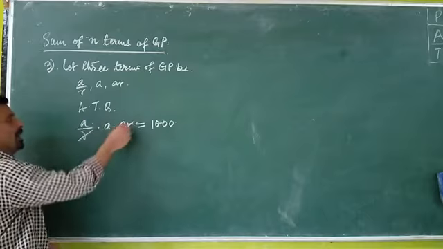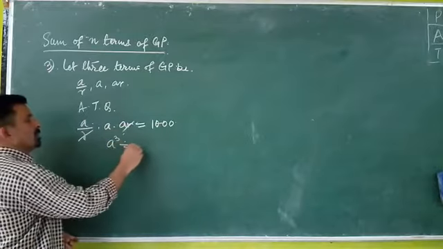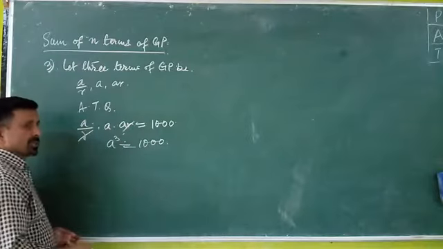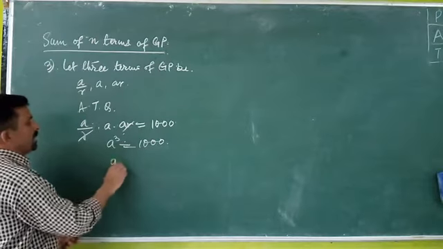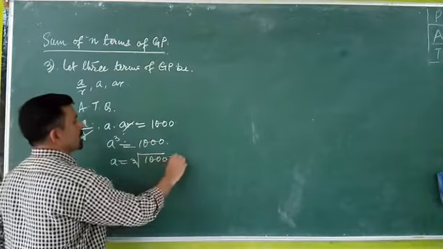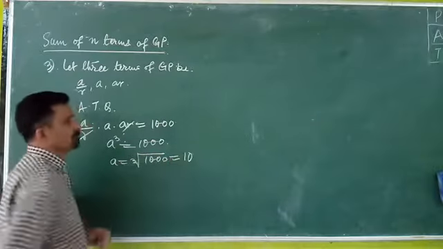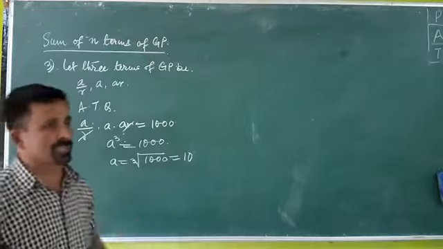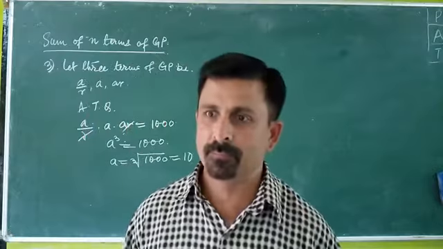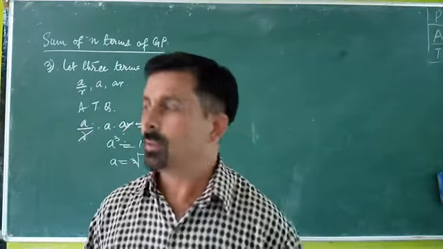So A into A into A, A cube is equal to 1000, and therefore the cube will go to that side and turn into a cube root. So A will become equal to the cube root of 1000, and this is finally equal to 10. Now again, I am not going to show you how I got to 10. You have understood the method, but if you have doubt, you can do it by yourself.